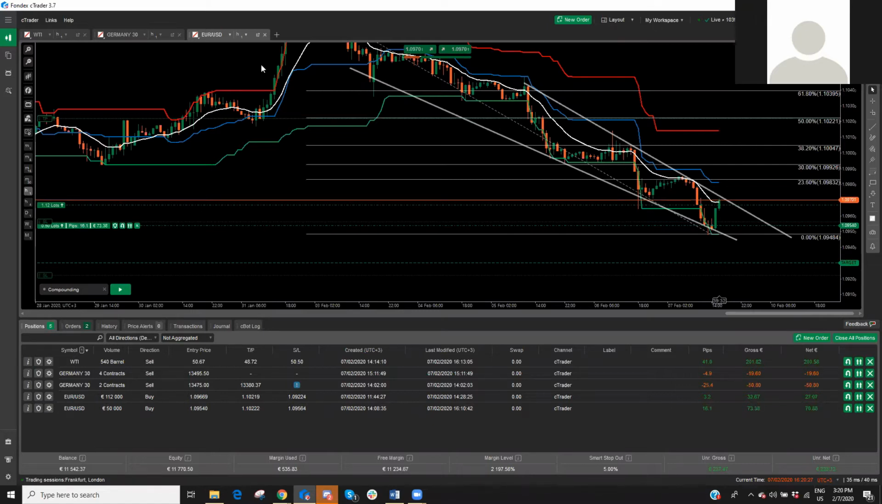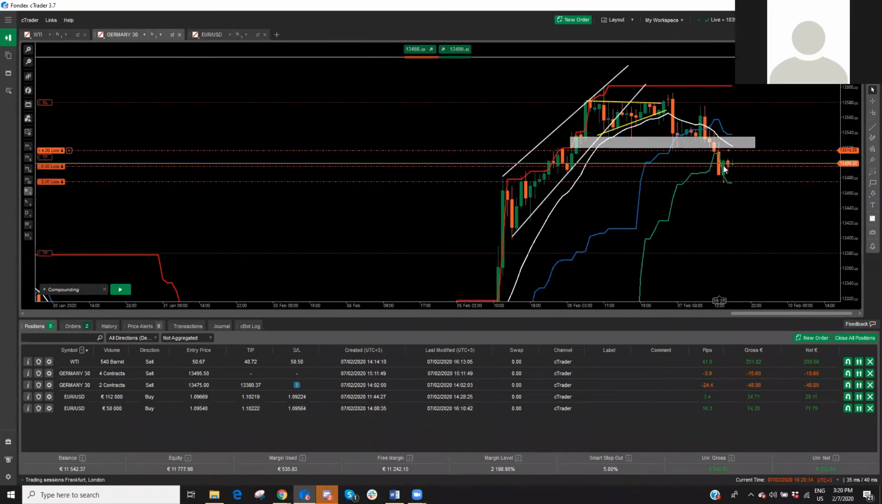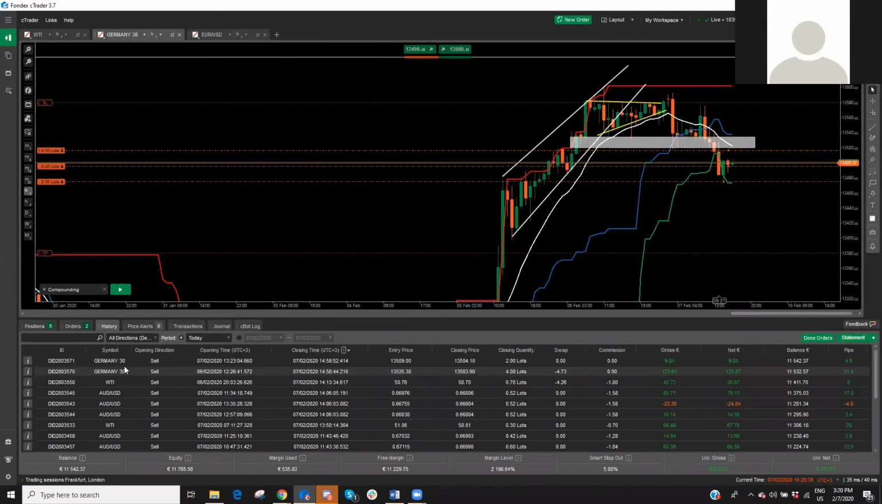But the reason I did that was this one was already winning. It was in a profit. And this one here was in a profit. And then I moved my stop losses back and they got hit. There they are. Boom, boom. You see? And that's how my balance grew to that number.